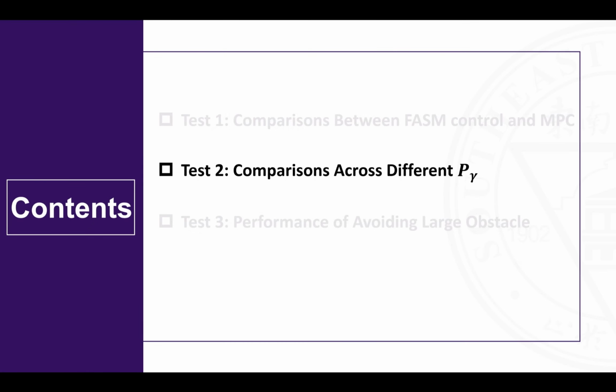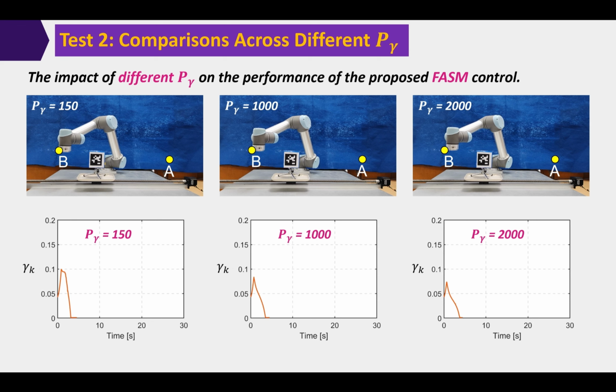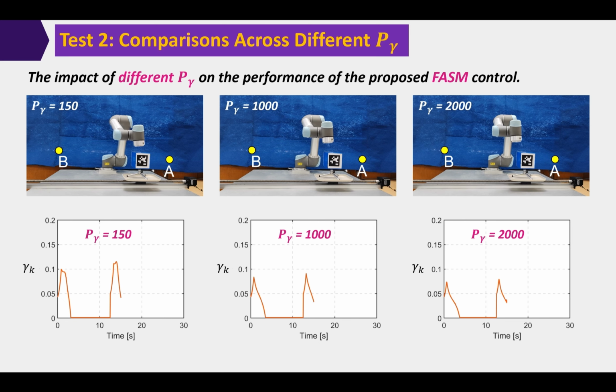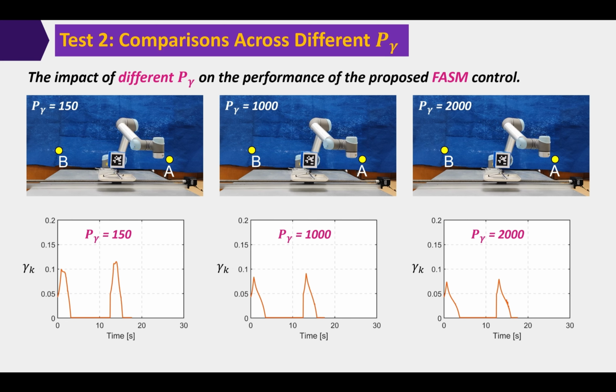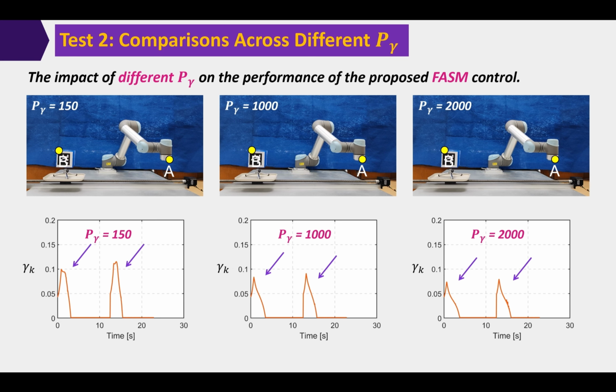Test 2, Comparisons across different p-gamma. In this test, we investigate the impact of different values of p-gamma on the performance of the proposed method. We specifically concentrate on the scenario of a slow-moving small obstacle under p-gamma equals 150, p-gamma equals 1000, and p-gamma equals 2000. During the obstacle avoidance process, gamma k is dynamically optimized, thereby providing flexible safety constraints.